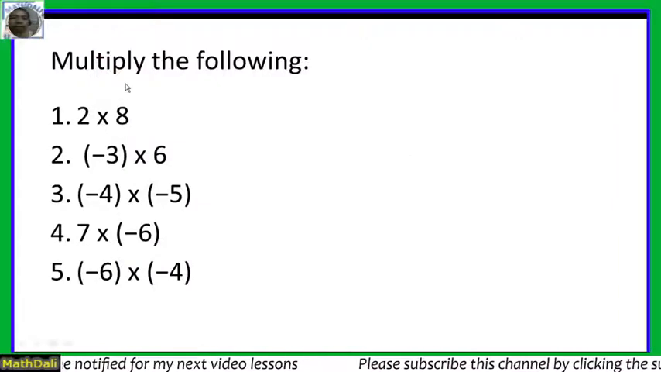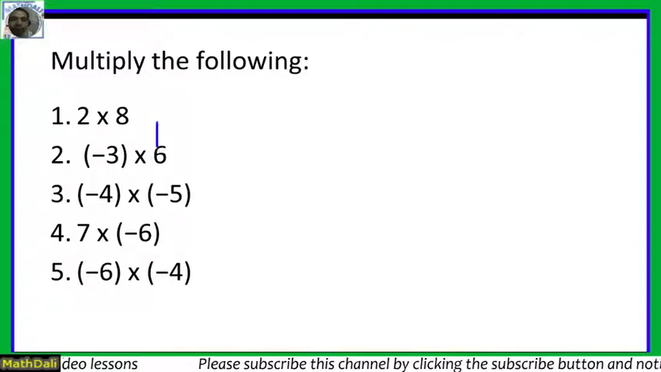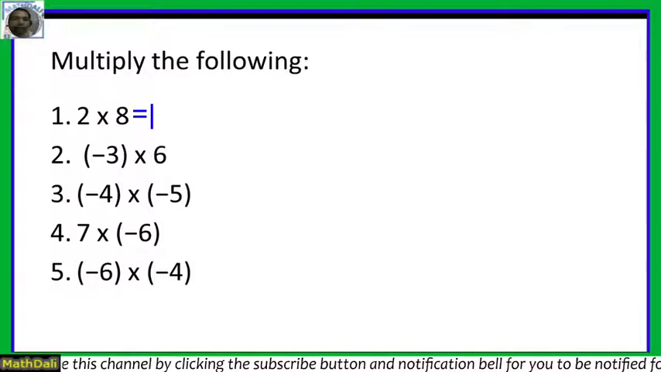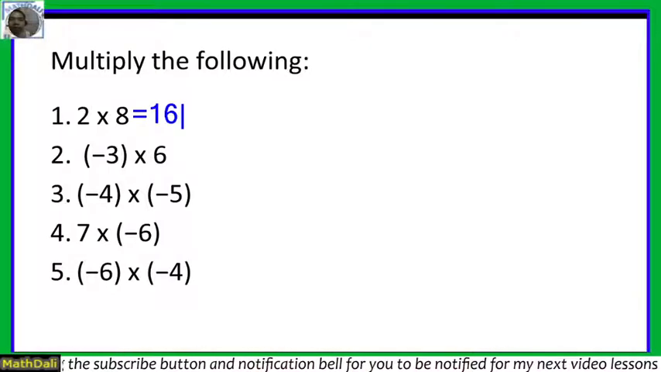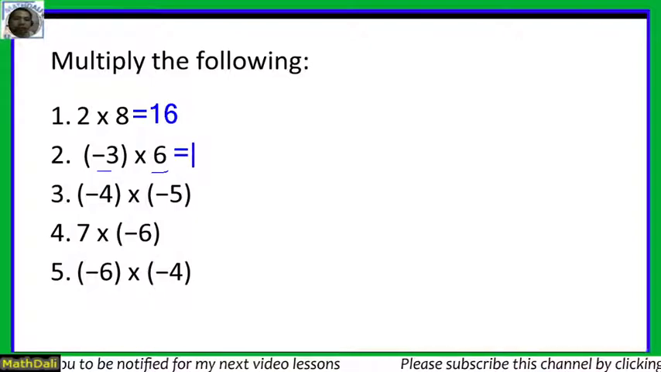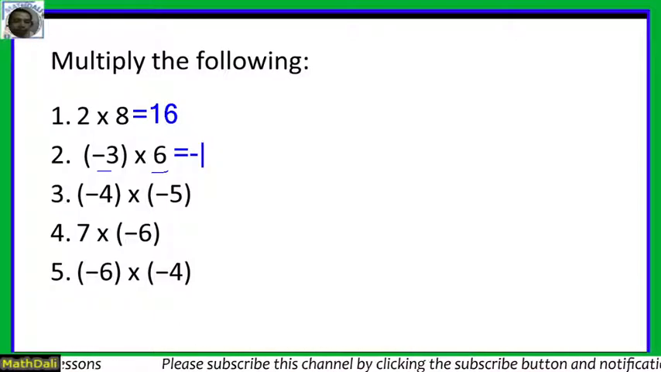Okay, so, yan. Sagutan natin to. Multiply the following. Multiply natin to. Identify muna natin kung parehas yung kanilang sign. So, ito parehas na positive. So, definitely, ang sagot natin dito ay positive din. So, 2 times 8, that is equal to 16. Yan, positive 16. Dito naman, we have negative times a positive. So, yan, magkaiba yung sign. So, pag magkaiba yung sign, automatic na yun na yung product niyan ay negative din. That is, 3 times 6, that is negative 18.